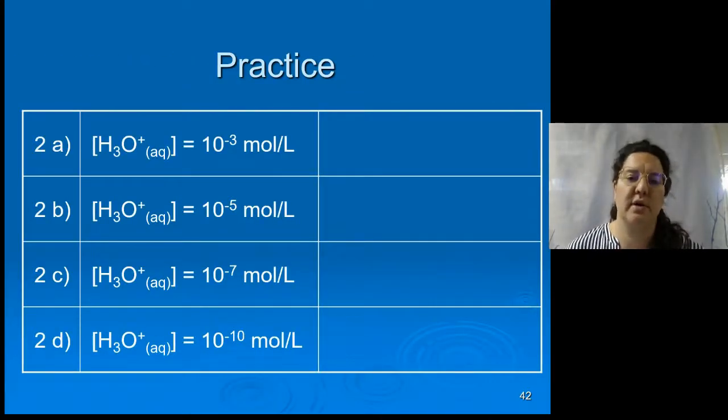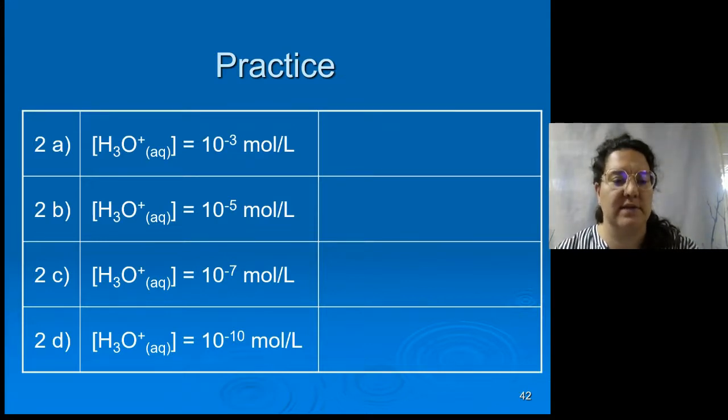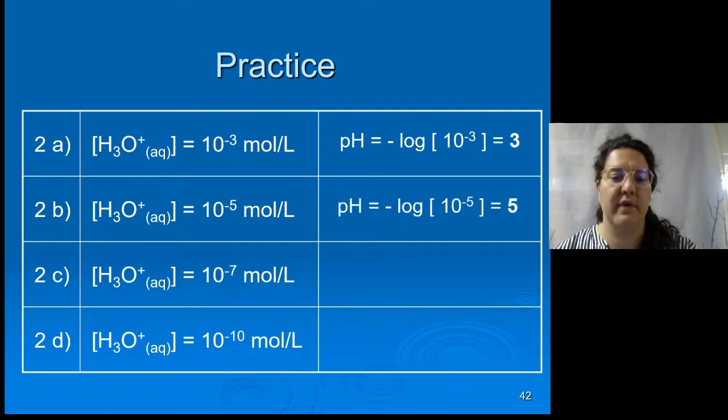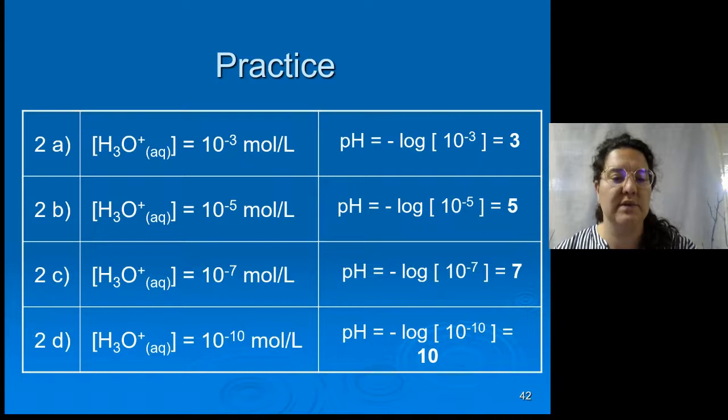So to calculate our hydronium ion concentration, a hydronium ion concentration of 10 to the negative 3 will give us a pH of 3. A hydronium ion concentration of 10 to the negative 5 would give us a pH of 5. 10 to the negative 7, a pH of 7, and 10 to the negative 10 would be a pH of 10. So you can see the pattern there between the exponent and the pH.